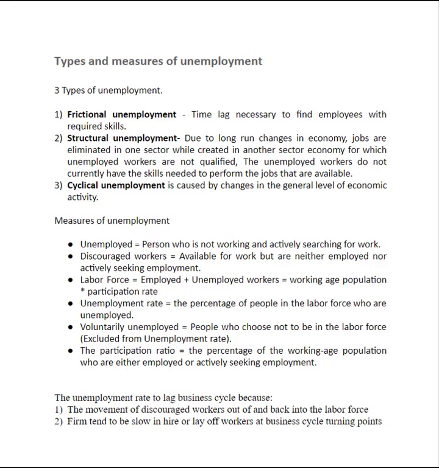Labor force contains both the unemployed and employed workers. It's computed by multiplying the working age population by the participation ratio, or participation rate, we can say. Working age population is generally the people who are above the age of 16, in some countries the age of 18. So that's called labor force. The participation ratio is the percentage of working age population who are either employed or actively seeking employment.